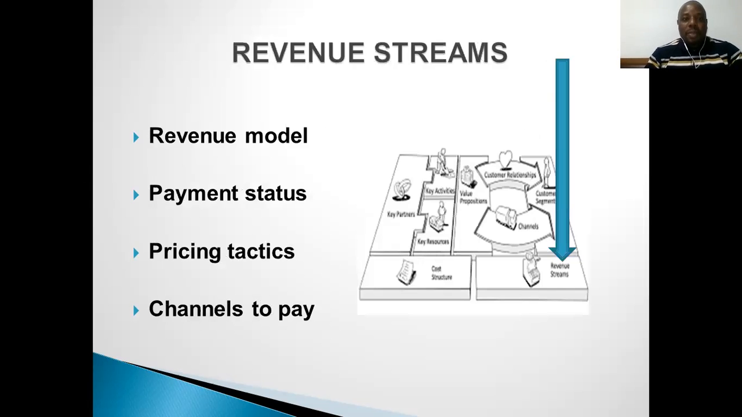Revenue streams. We have got revenue models, payment status, pricing, tactics, channels to pay. Where does money come from? It looks simple, but it's not. You actually try to figure out what strategy you will use to capture most value from the customers.